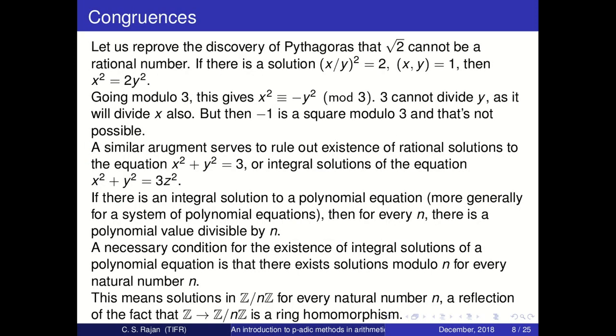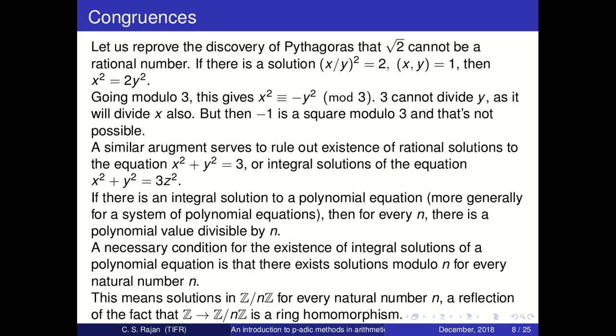So let's, just for fun, consider the discovery of Pythagoras that root 2 cannot be a rational number. Of course, for the Greeks, everything had to be rational. They were very surprised to see that a number like square root of 2, which you can construct, because it exists, you take a square of size 1 and the diagonal has length square root 2, and they expected it should be a rational number, but it's not.